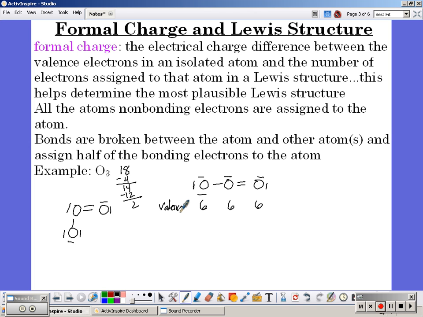And in the molecule, how many electrons are assigned to the atom? So this oxygen here has 2, 4, 6 valence electrons. The bond is going to be split between those two. So this first oxygen has 2, 4, 6, 7 electrons assigned.